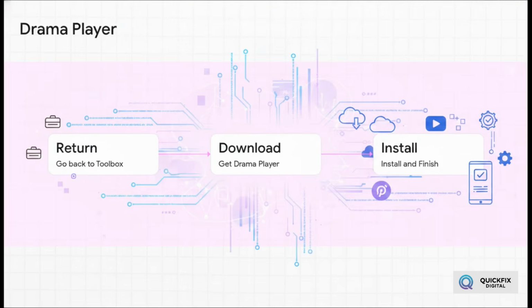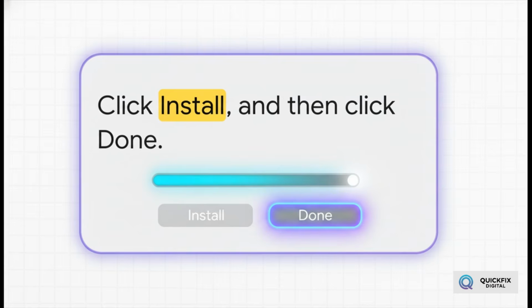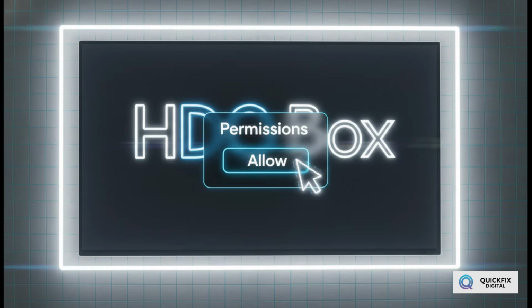Here's the catch. HDO Box absolutely requires a secondary video player called Drama Player. So head back to the toolbox, find Drama Player just like before, and hit download. Install the player and again just hit Done as soon as it finishes. Now you're cleared to launch HDO Box. Just allow the necessary permissions to start streaming.